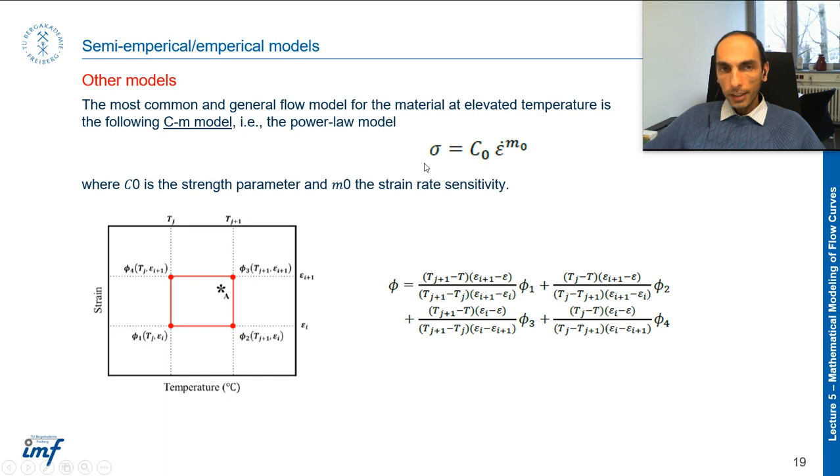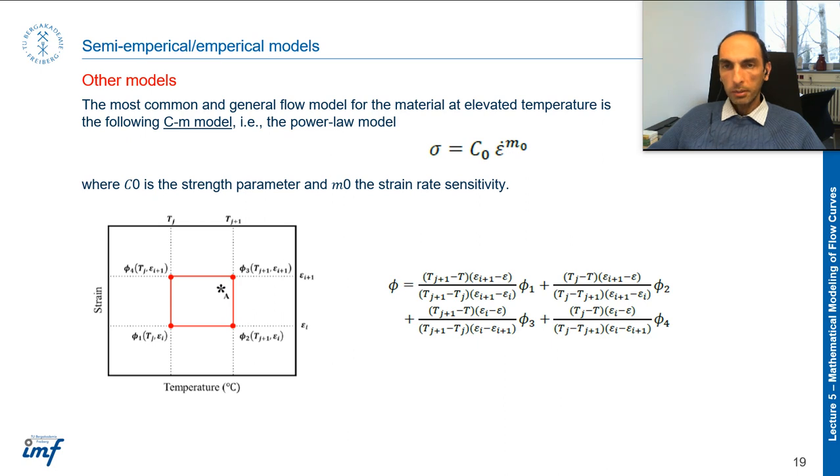And the equation by itself is very simple. It's a simple equation which says that the flow stress is a function of the strain rate. Here is the strain rate, and simply you have two constants, C0 and M0. But because the model is developed for the purpose of finite element analysis, the values for the constants are obtained using interpolation, and not a simple single interpolation, but a bilinear interpolation.